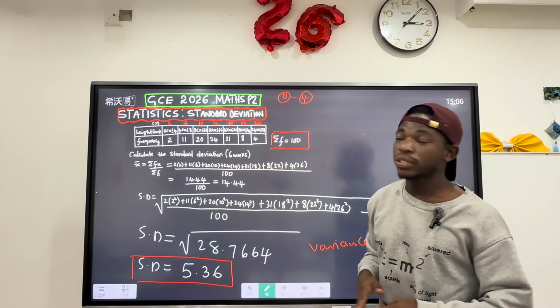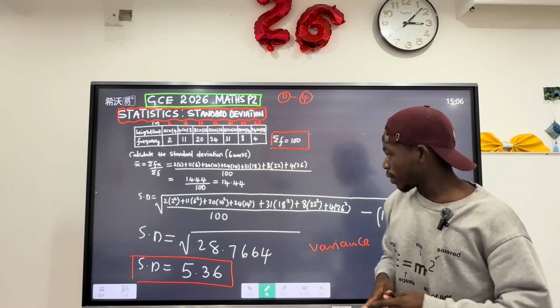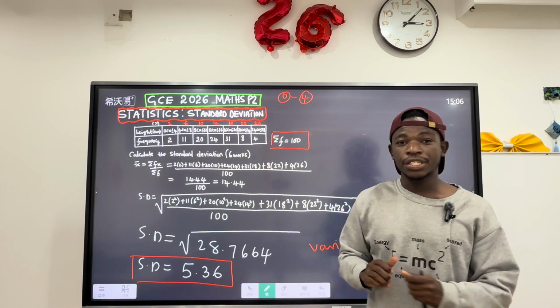I think it's a bit shorter than the previous method that I used. Otherwise, this is where we end for this particular session.